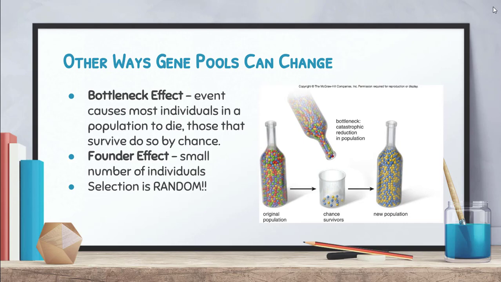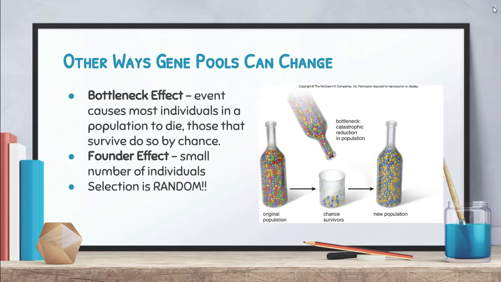So it's called a bottleneck because if you look at the example on the right here, you have an original population with a variety of different genes in it. That's what the different beads represent. And a catastrophic event reduces the population. So we tip the bottle over, and randomly a few of the beads fall out. Those that survive, reproduce, and pass their traits on. So notice in the new population, we don't have any of the red or green anymore. That change in genes, that change in alleles is a result of that catastrophic event.